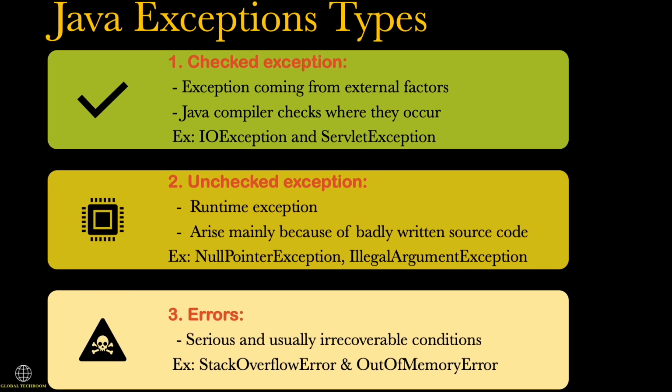Next, let's move on to discuss Java exception types. Checked exceptions are exceptions that the Java compiler requires us to handle. If you think that some code within a method throws a checked exception, then the method must either handle the exception or it must specify the exception using the throws keyword. IOException and ServletException are the common checked exceptions in Java. For example, FileNotFoundException is a subclass of IOException.